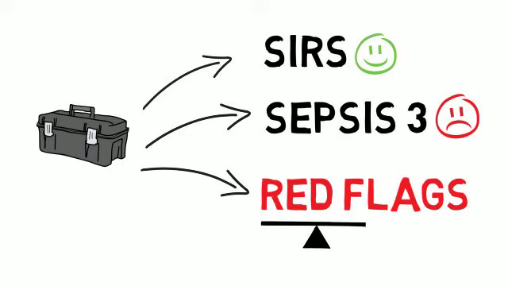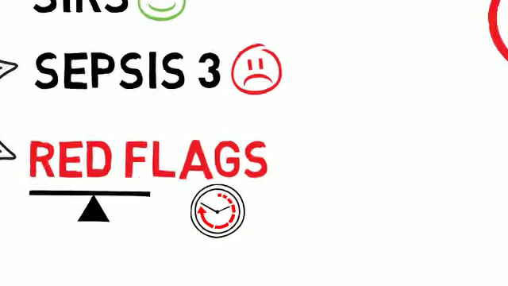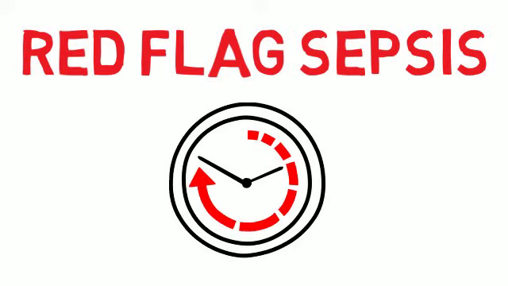So we might capture more patients with red flag sepsis than the official diagnosis of sepsis, but we probably capture fewer than using either the National Early Warning Score alone or SIRS criteria. And that's why we believe that red flag sepsis is a pragmatic solution to make sure the patients who need urgent care the most get urgent care the fastest.